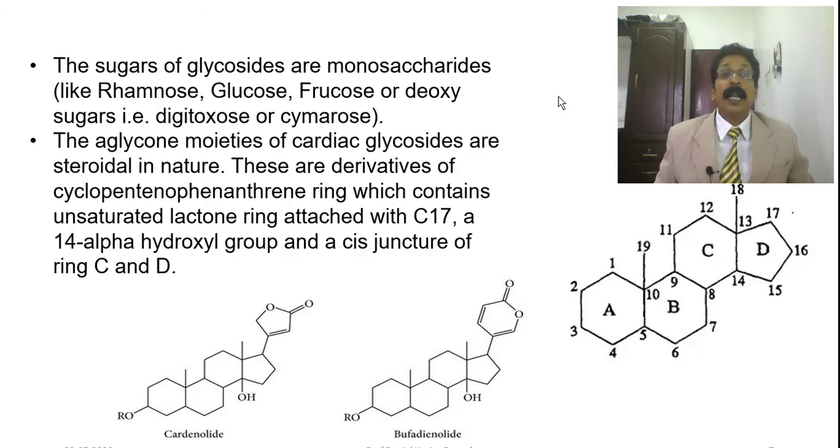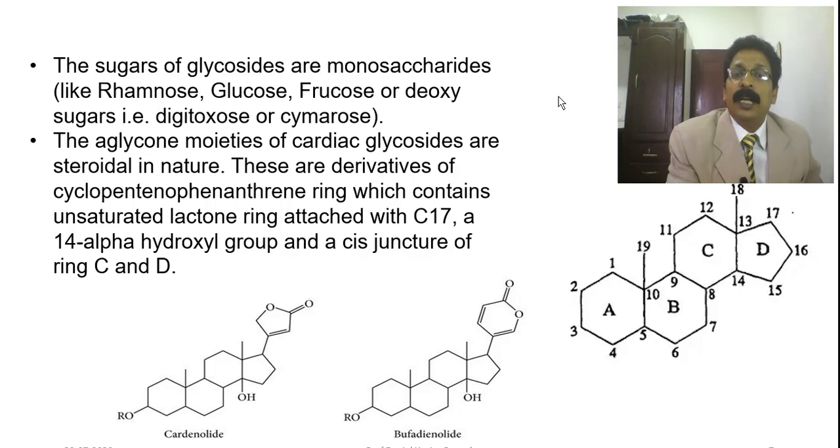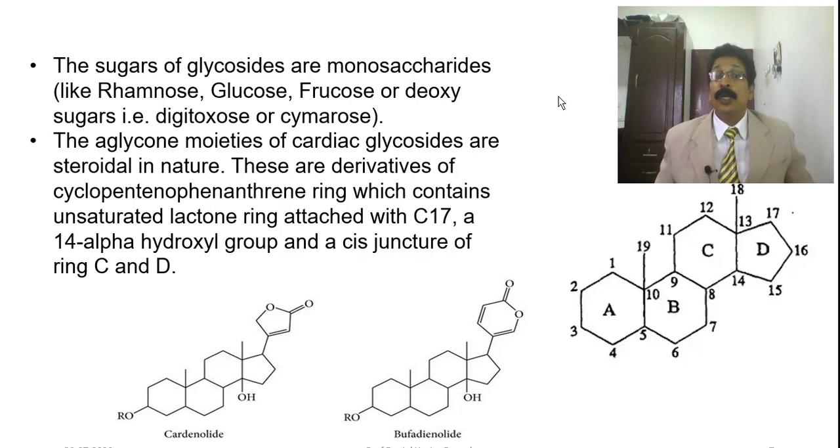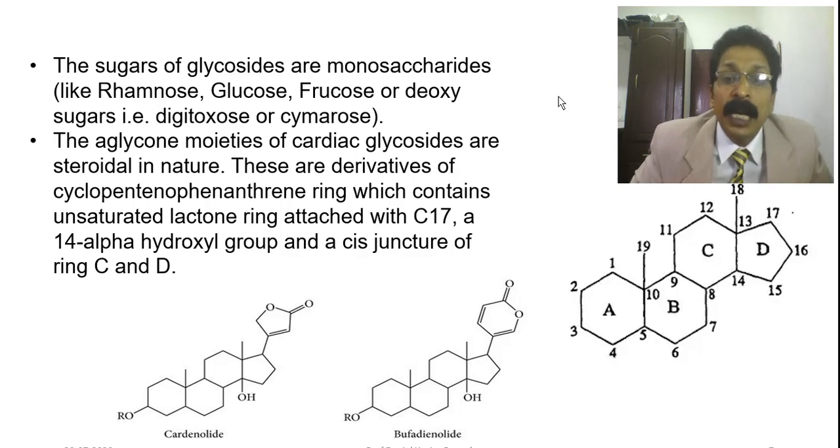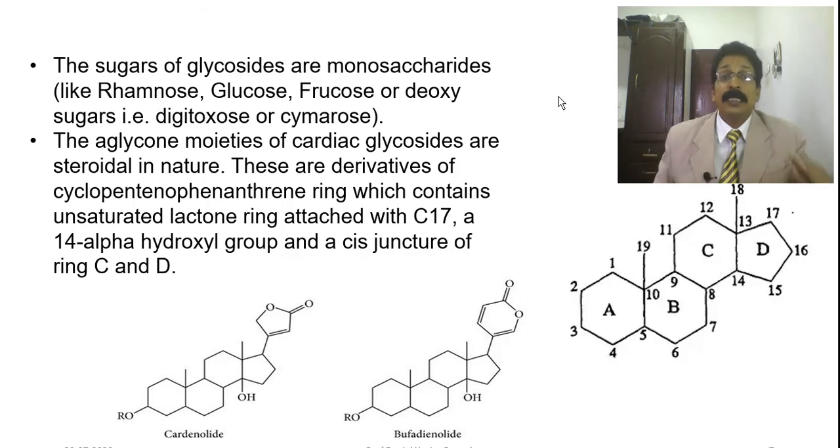Understand? And it contains an unsaturated lactone ring attached at C17. See the position of the 17th number, and you see these two structures which I have given down. One is cardenolide and another one is bufadienolide. They are also aglycone moieties of cardiac glycosides. So what is the difference between this cardenolide and bufadienolide structure? In a cardenolide structure, you have a 5-membered lactone ring, and in bufadienolide the structure of the compound has a 6-membered lactone ring at the 17th position.